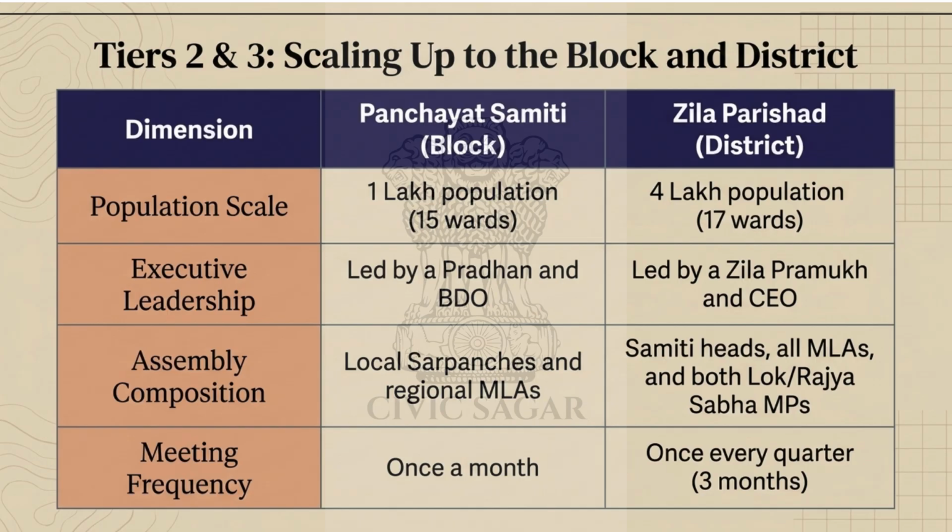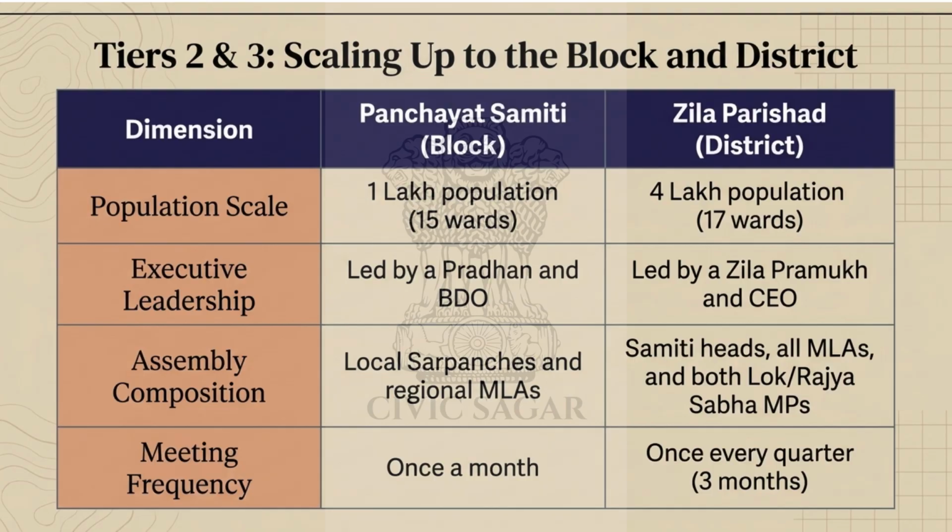Local governance scales up through 2 upper tiers. At the block level sits the Panchayat Samiti, serving roughly 100,000 residents across 15 wards. Led by a Pradhan and a Block Development Officer, BDO, it brings together local Sarpanchas and regional MLAs once a month. At the district level sits the Zilla Parishad, serving 400,000 residents across 17 wards. Led by the Zilla Pramukh and a Chief Executive Officer, it meets quarterly and includes Samiti heads, MLAs, and local members of parliament.